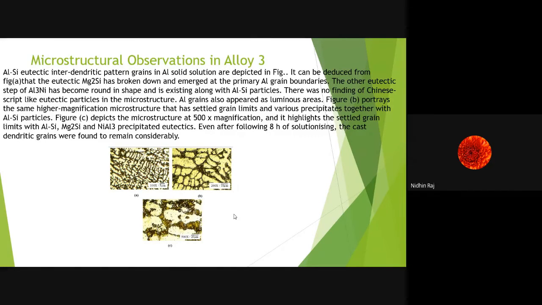Figure C depicts the microstructure at 500x magnification, and it highlights the resolved grain boundaries with aluminum silicon, Mg2Si and NiAl3 precipitated eutectics. Even after 8 hours of solutionizing, the cast dendritic grains were found to remain considerably. So that was the finding from the microstructural observation of alloy 3.